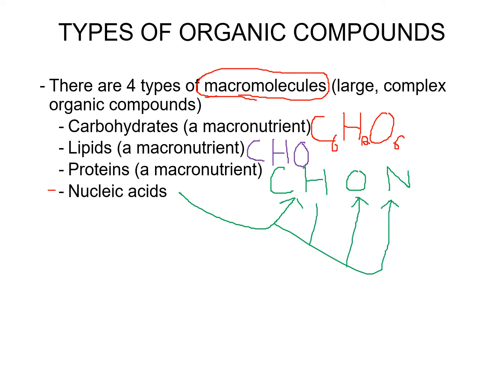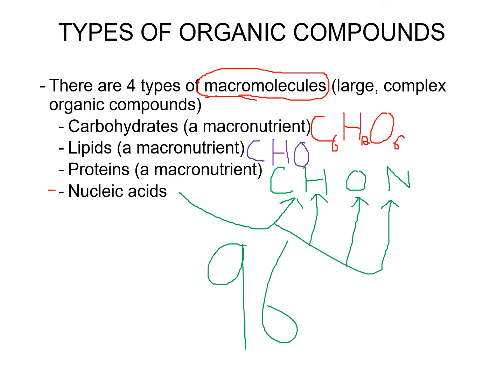So, once again, 96% of our body mass comes from these 4 elements: carbon, hydrogen, oxygen, nitrogen. And you can see the 4 macromolecules, the 4 major organic compounds in the body, are made up of these 4 elements. Proteins and nucleic acids are the only ones having nitrogen, but C, H, and O are found in all 4 of them.